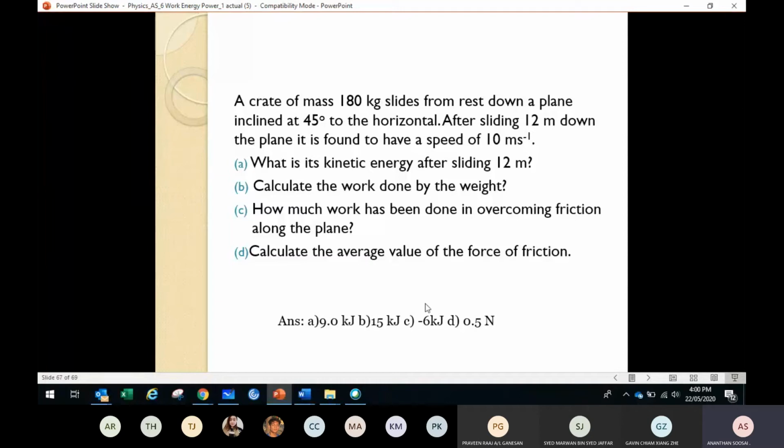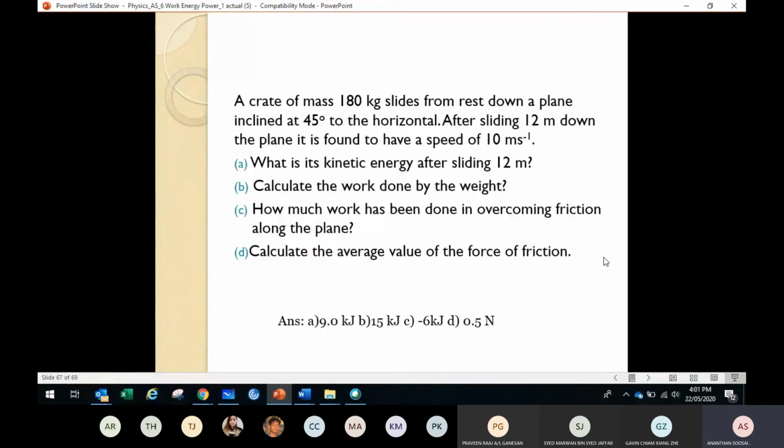You should get 6 kilojoule. No need to put negative, just 6 kilojoule, if you use the universal law I gave you. How to get 6 kilojoule? So work done by the thrust equals gain in kinetic, gain in GPE, and work done against friction, right? So in that formula we have work done against friction over there.